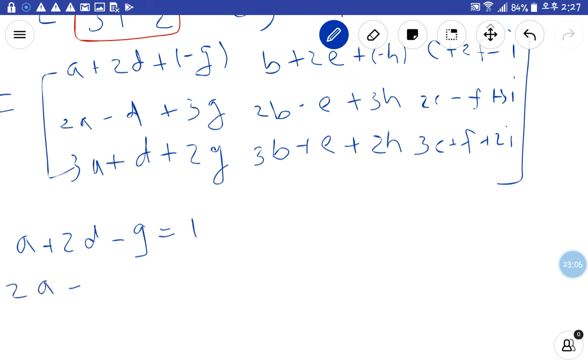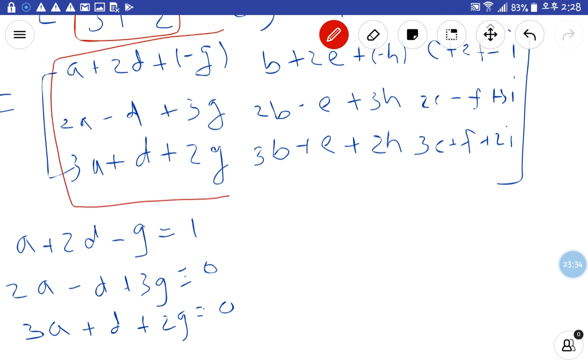2A minus D plus 3G should be equal to 0. 3A plus D plus 2G should be 0. So you have to work with the first, second, and third with the 1, 0, 0, 0, 1, 0, 0, 0, 1. So let me start with my first one here. I'm just working on this one now, and I have to check my second and third.